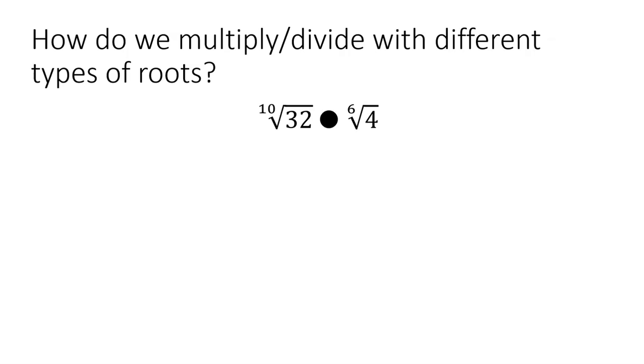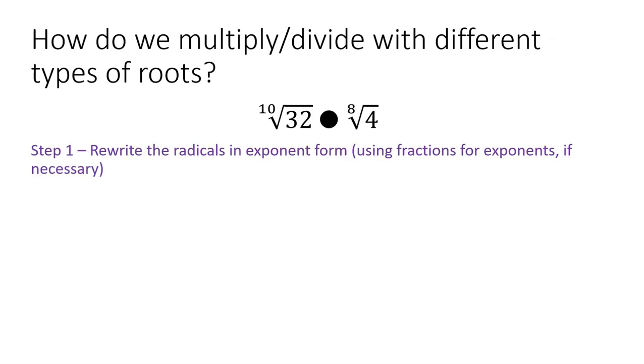Here's the multiplication problem. Wow, it looks tough. The 10th root of 32 times the 6th root of 4. We're going to follow the same steps. Step 1, rewrite these radicals in exponent form, using fractions if necessary. Well, a 10th root is the 1/10 power, and an 8th root is the 1/8 power. So that's how we'll rewrite these.